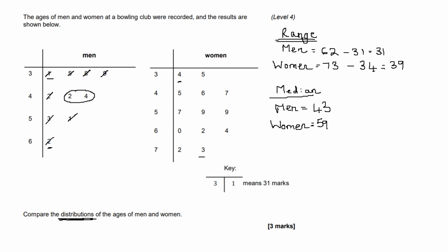And then we could write some statements about that. So we could say that the ages of the women are more spread out because the range for the women is bigger than the men. And we could say that the women are on average older than the men because the median age for the women is greater than the men.